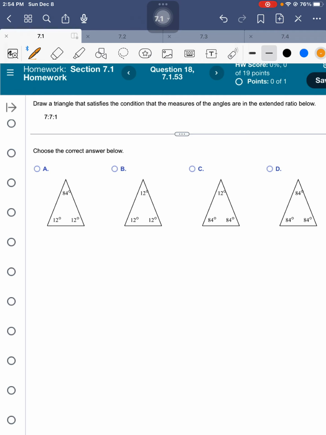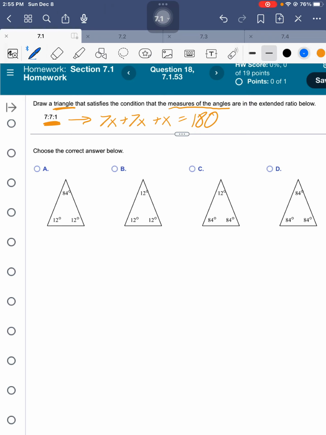So, draw a triangle that satisfies the condition that the measures of the angles are in the extended ratio below. So, extended ratio, right? So, this is the extended ratio. So, what is this supposed to look like? 7x plus 7x plus x should equal what? Well, it should equal 180 because we're talking about the measures of the angles in a triangle. So let's solve for x.